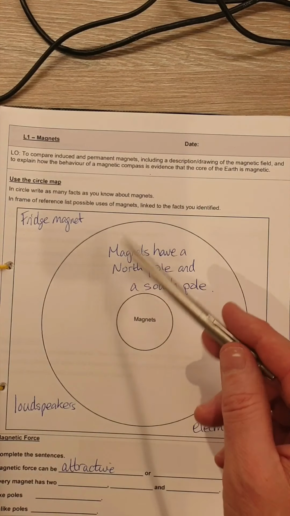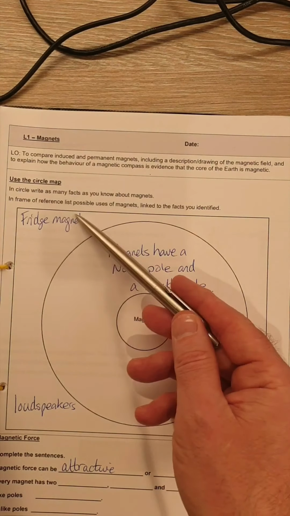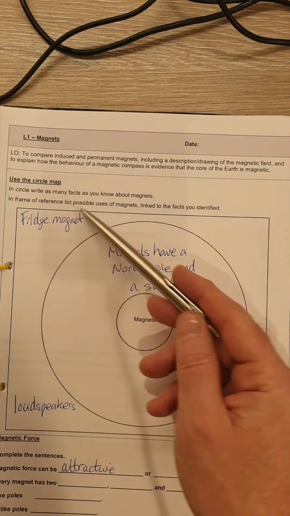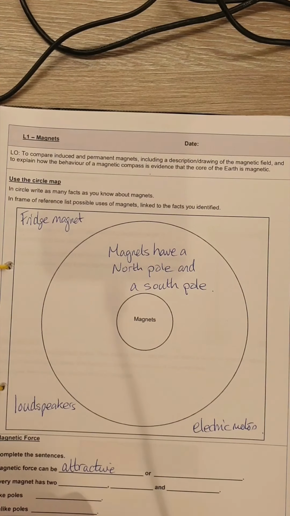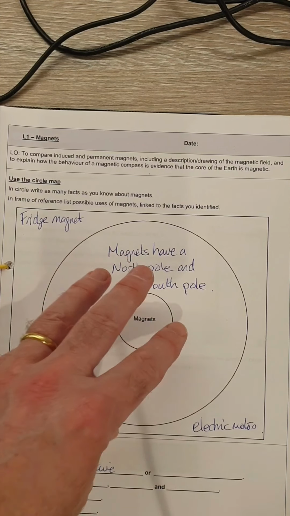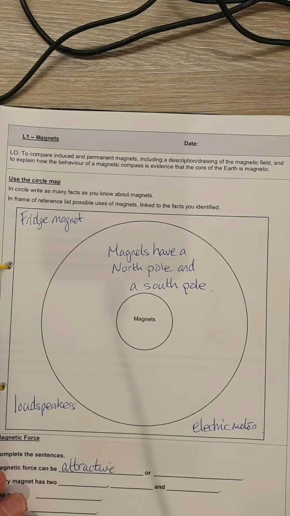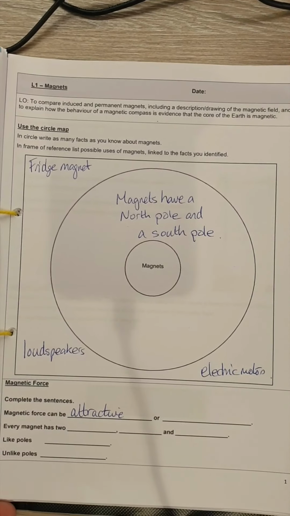Around the box, you're writing down any applications that you might know of with magnets. For example, using a fridge magnet to hold pieces of paper on the fridge. They're used in loudspeakers, they're used in electric motors, but you might have other ideas. Now, this circle map is something that you can add to as you go through the lessons once you learn new things. So now the first thing we need to do is just to establish some of the basic facts about magnets.